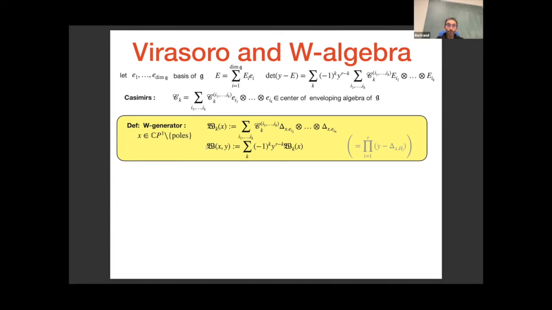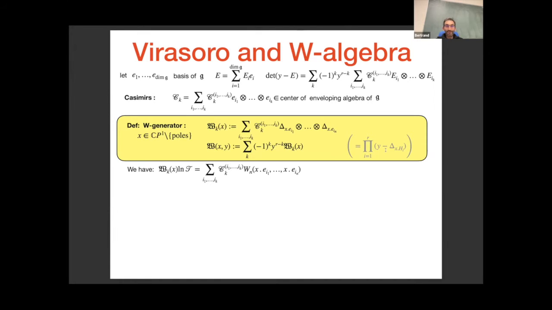It's also useful to introduce a generating function for all the Wk's. Let me call it W of x,y. You just take a sum over k from 0 to the dimension of your representation of your Lie algebra, of minus 1 to the k, y to the r minus k, Wk of x. And if you think of it, for example, in GLN, this is in some sense very closely related to the characteristic polynomial. So it extracts the x corresponding to the eigenvalues.